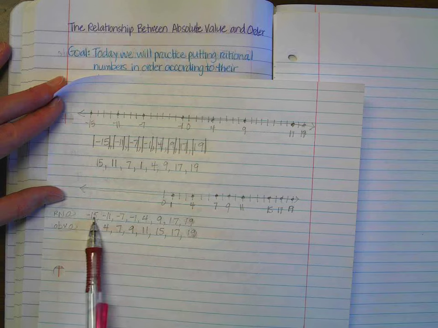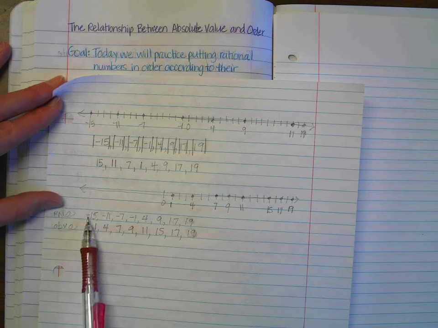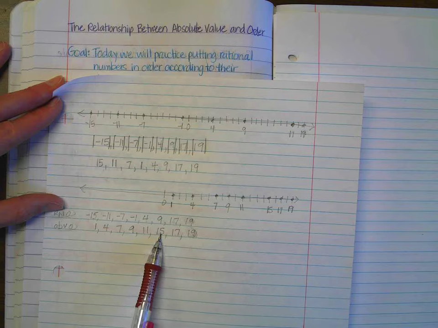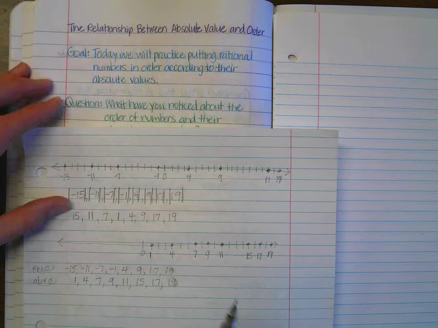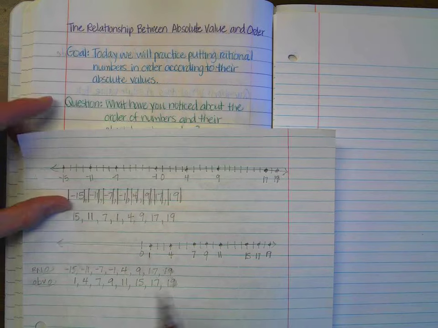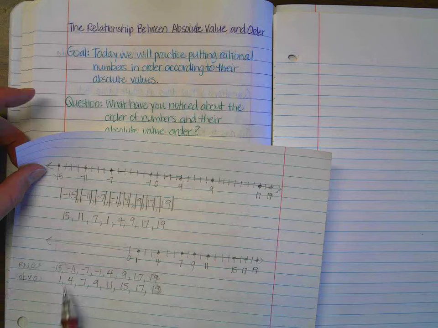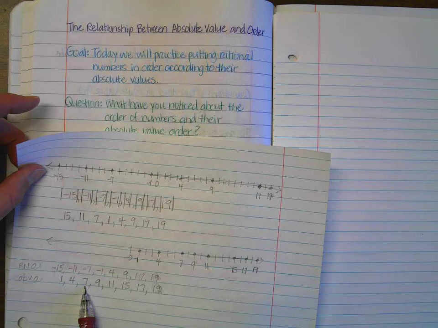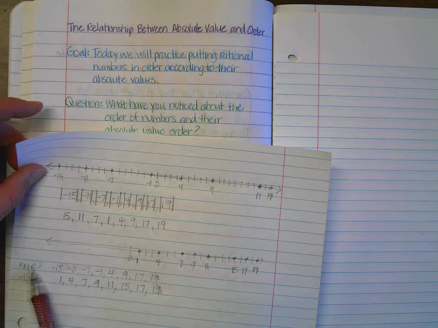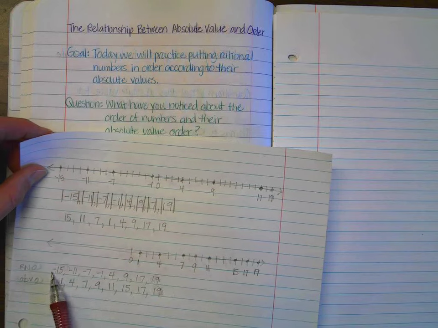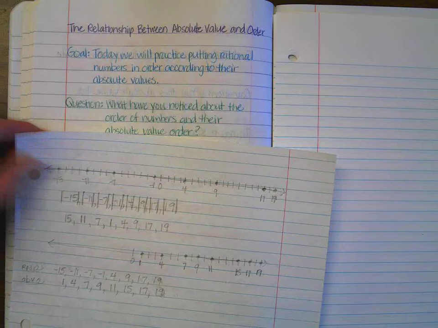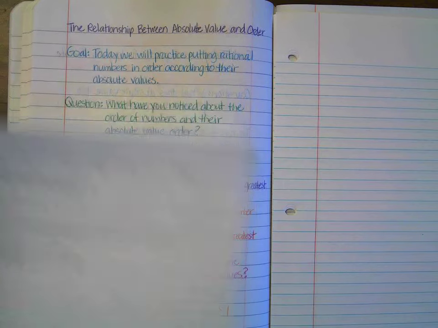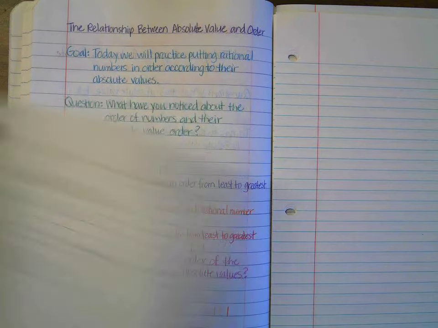And then it starts to change because negative 15 is actually the smallest for the real numbers, but it's the third largest for the absolute value. Okay? So what we can say is, what is the relationship between absolute value and order is that if it's absolute value, there will be no negative values at all. But if it's just regular rational number orders, you can have negatives and positives listed all together. Okay? So I'm hoping that that makes sense to you.